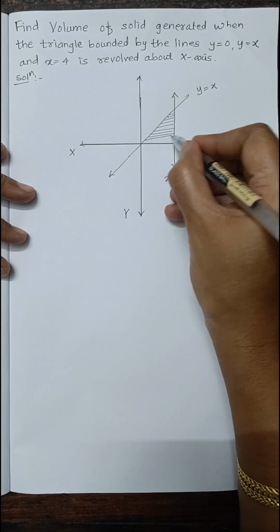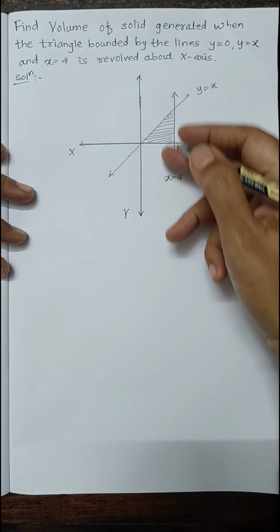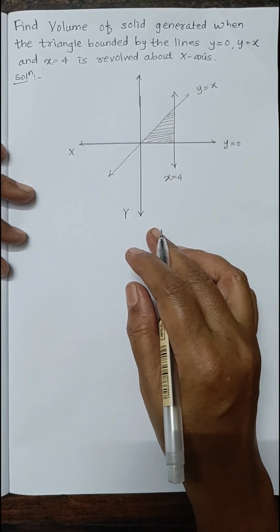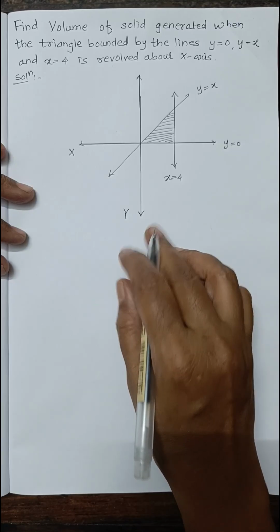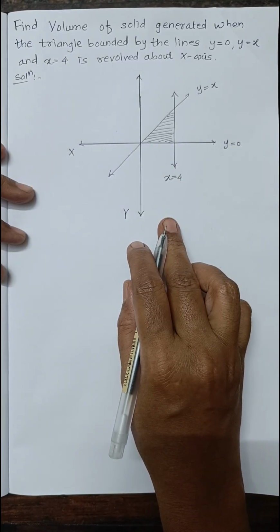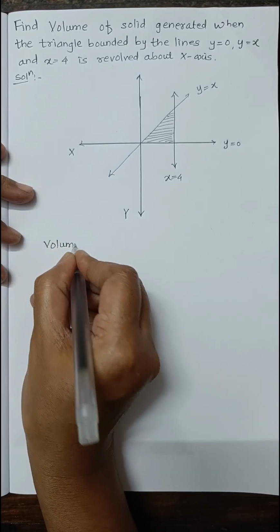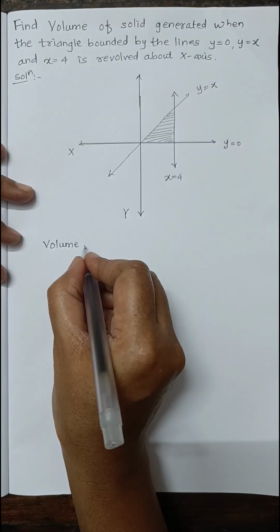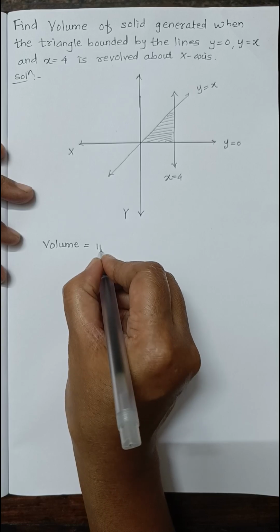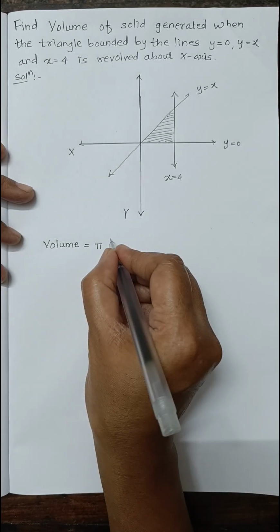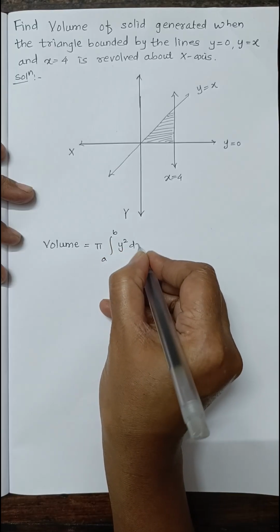If we revolve this triangle, this area, about the x axis, then a solid cone will be formed, and we have to find the volume of that cone. Now, the volume of the solid generated when an area is revolved about the x axis, the formula is pi integral a to b y square dx.